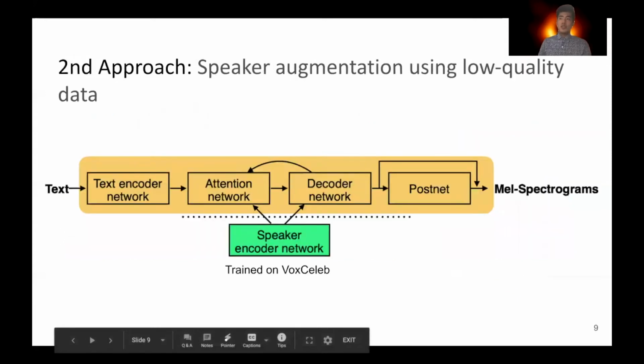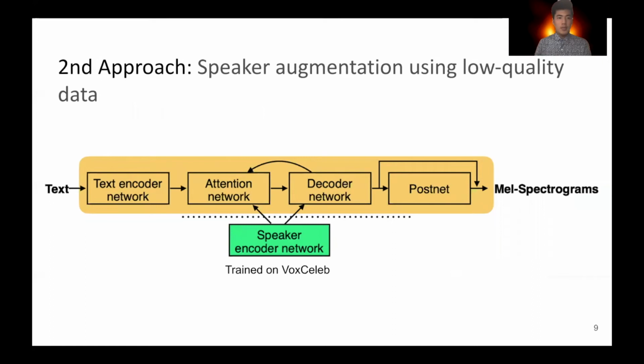Now, the second approach is to use ASR data to train TTS. Here is an illustration of the multi-speaker Tacotron 2 model. So there is an encoder network, a decoder network, and a postnet. The input can be text or it can be phonemes. There's a speaker encoder network that was pre-trained on VoxCeleb 2. And during training, the speaker recognition model supplies the speaker embedding to the Tacotron 2 model.